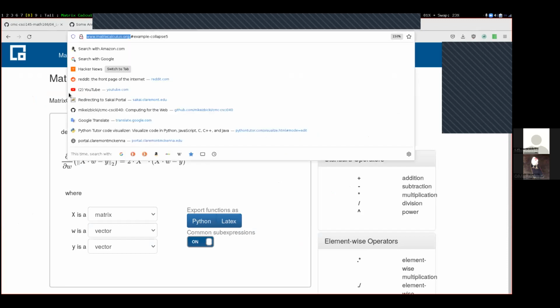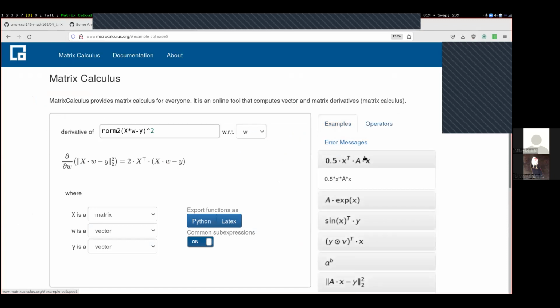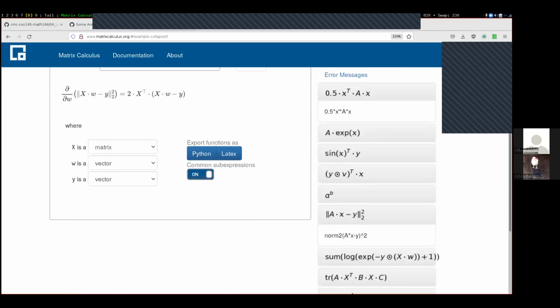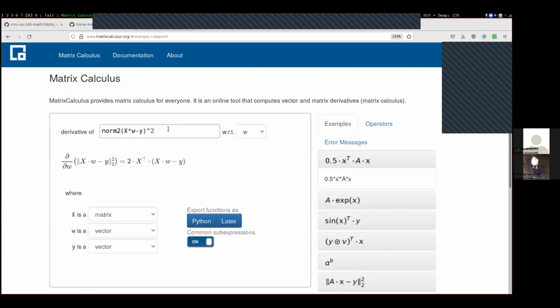I have matrixcalculus.org opened up right here. And there's actually a number of example functions that you can put in here. This one right here, A times x minus y, is so common that it's one of their examples. And so I have that up here. It's important to make sure that we're taking the derivative with respect to w right here and not with respect to one of the other variables. We're taking the derivative with respect to w, and this is our final result.